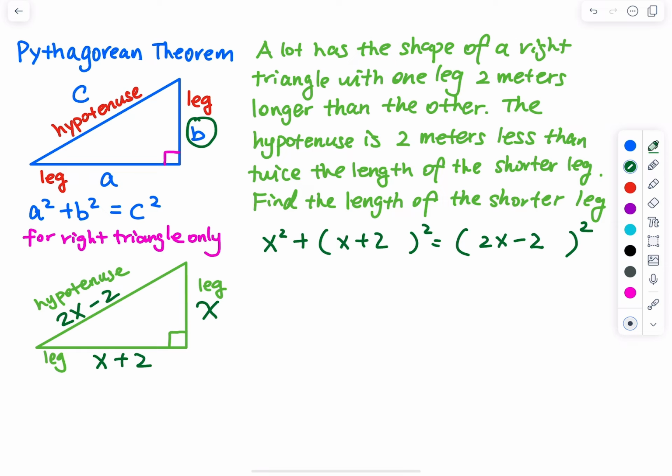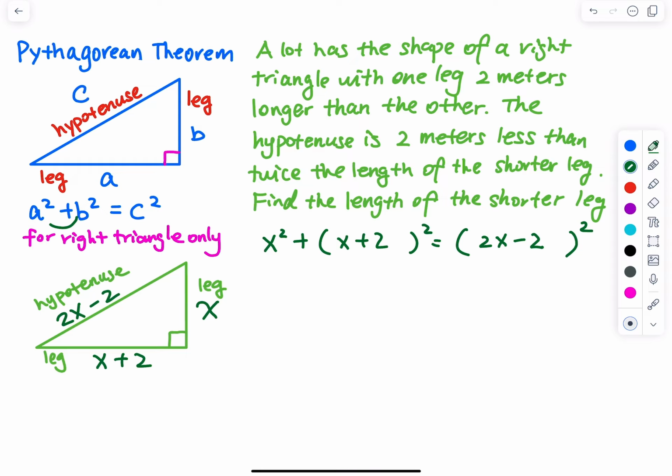Regarding A and B, which one goes first doesn't matter, because with A squared plus B squared, you can always switch the order, right? Let's say 5 squared plus 4 squared. You can do 4 squared plus 5 squared, just like 5 plus 4 is the same thing as 4 plus 5. You can always swap the order.